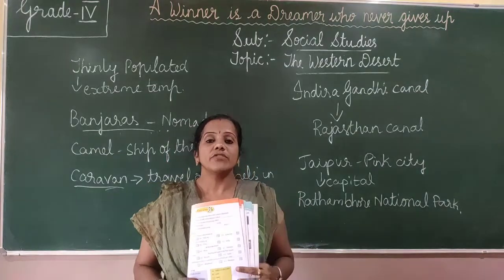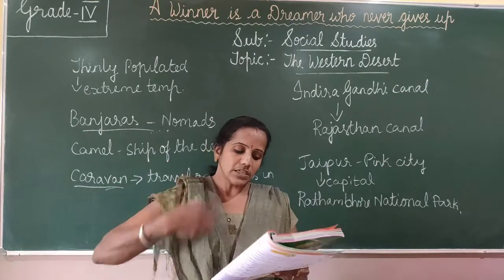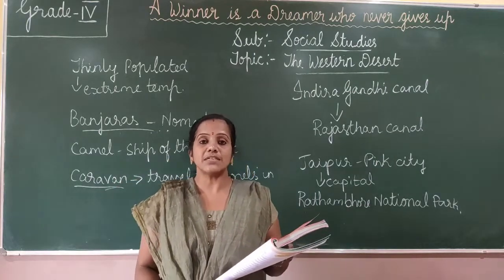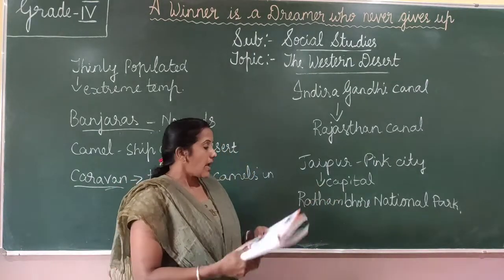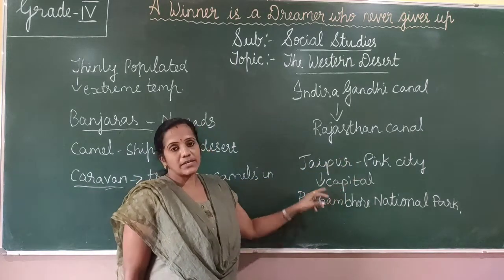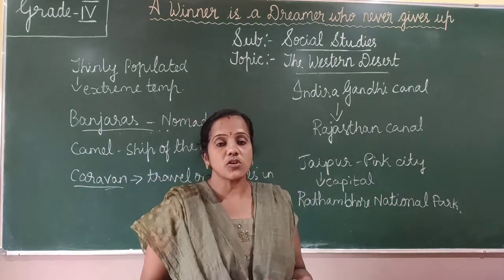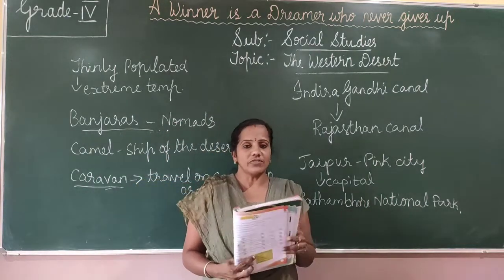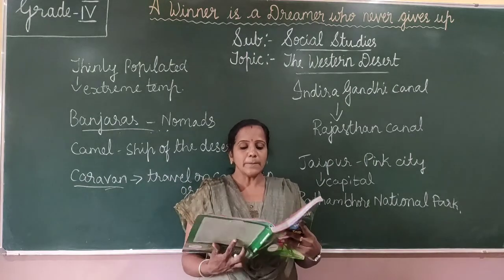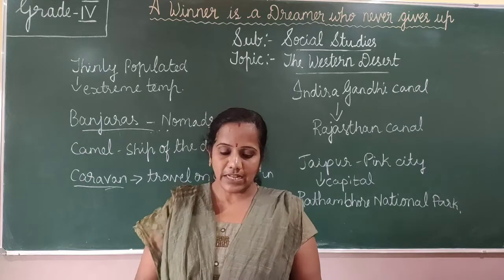We also have beautiful cities like Jaipur, Jodhpur, Jaisalmer and Bikaner. Jaipur is known as the Pink City and it is the capital of Rajasthan. Udaipur is also called the City of Lakes. Like this, the life of the people in this desert region has developed.